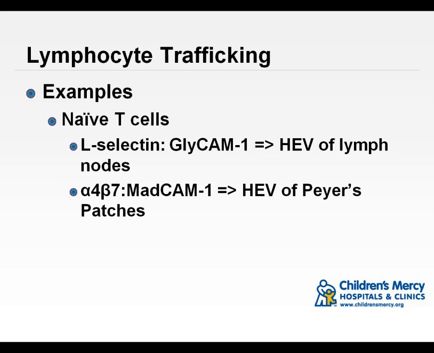So a couple examples are L-selectin, which binds to glycam-1, is important in the high endothelial venules of lymph nodes to get these cells out. And then there's one called alpha-4 beta-7, which binds to MAdCAM-1, which is important for the high endothelial venules of Peyer's patches in the gut.